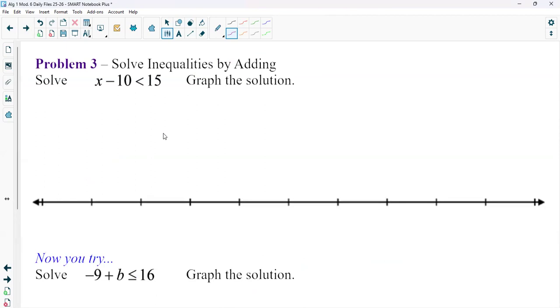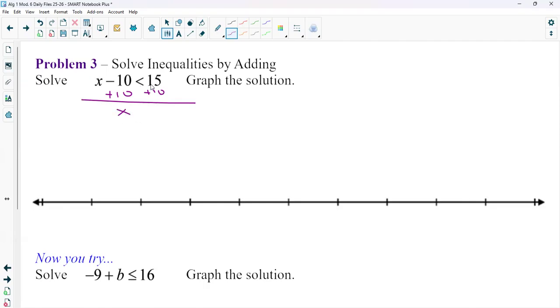So now talking about solving inequalities. For the most part, these are going to be the same exact way you would solve any other equation. So in this first question, we have x minus 10 is less than 15. So we're going to try to get this variable by ourselves. To do that, let's go and add 10 to both sides. And we're just going to bring this inequality straight down.